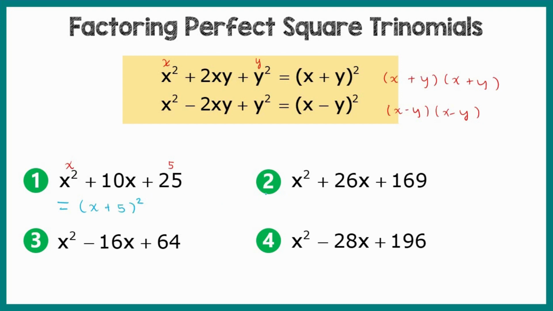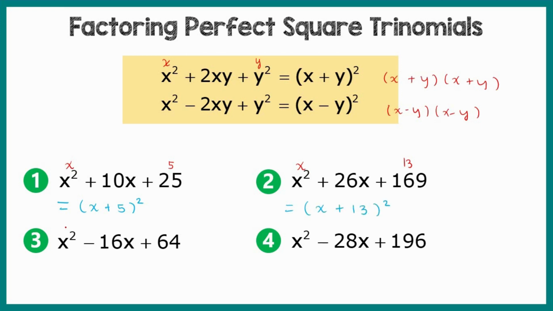Alright, let's move to the second example. The square root of this is x, and the square root of this is 13. 13 times 13 will give us 169. And if you check, 13 times 2 would give you 26. So this is a perfect square trinomial. The factored form of this would be x plus 13 squared.